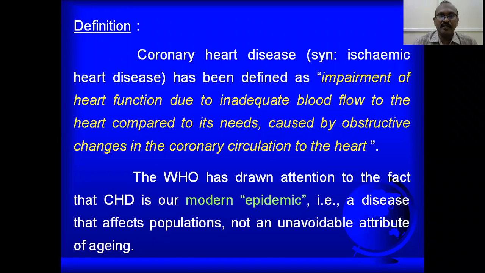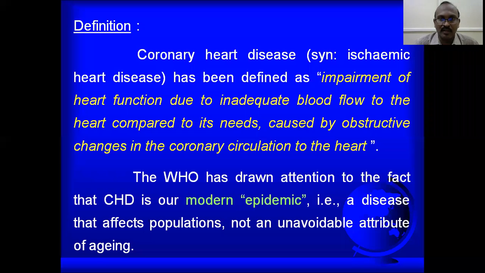As the definition goes, coronary heart disease, also known as ischemic heart disease, has been defined as impairment of heart function due to inadequate blood flow to the heart compared to its needs, caused by obstructive changes in the coronary circulation to the heart. So what happens primarily is there is a decrease in the blood flow to the heart compared to what is actually required for the heart. And this is primarily caused by obstructive changes.